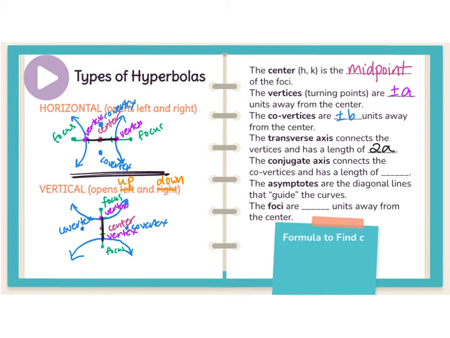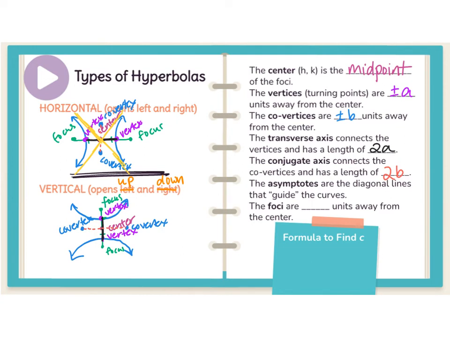Now the conjugate axis is connecting the co-vertices, and I'm going to do a dotted line for this one, and a dotted line for this one. And that has a length of 2b. The asymptotes, I'm running out of colors. The asymptotes are the diagonal lines that guide the curves. So they just help you draw the curves, so you know that those are the lines that the curves approach but don't touch.